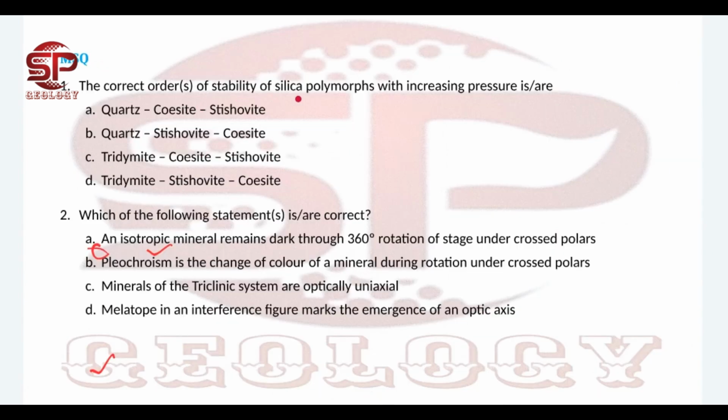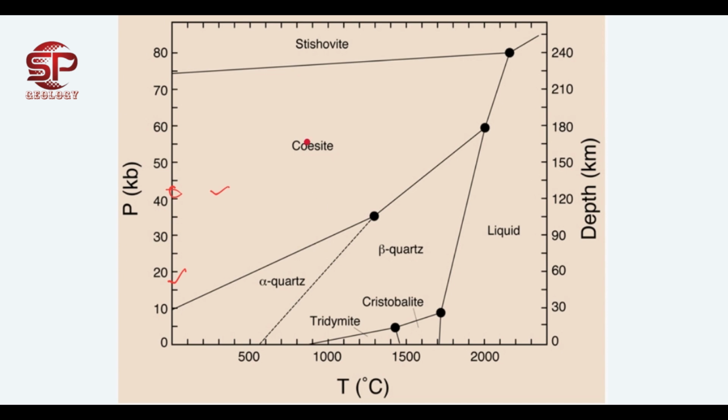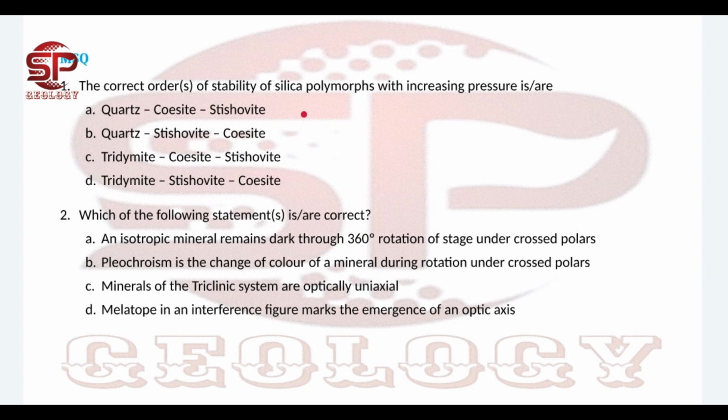The correct order of stability of silica polymorphs with increasing pressure. If we increase the pressure, what will be the correct order of the silica polymorphs? It is an MSQ question. So quartz, coesite, stishovite. This is the silica polymorphs diagram where these are the pressure varieties. After quartz you will get coesite and stishovite. So this option will be correct.